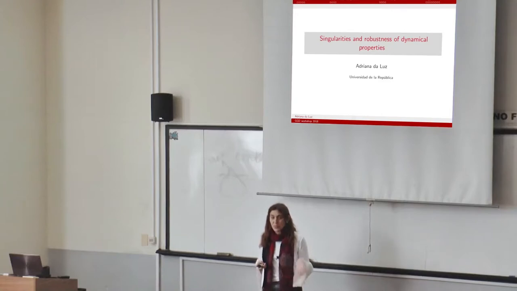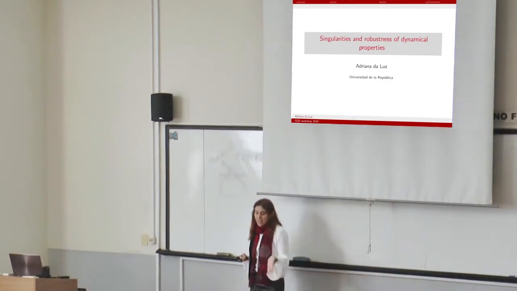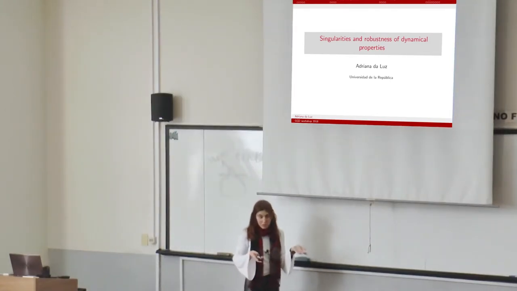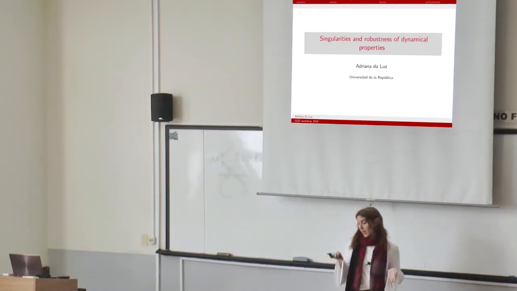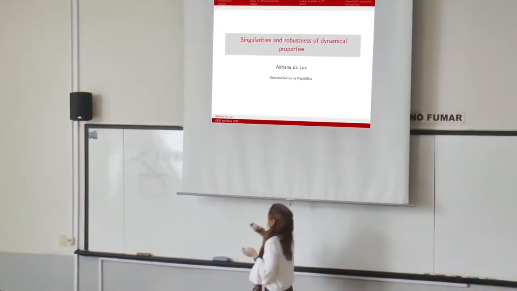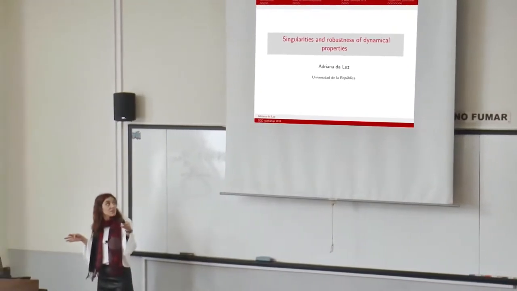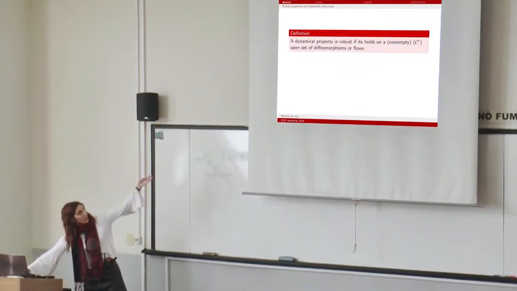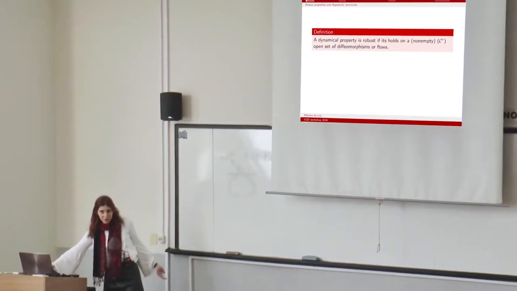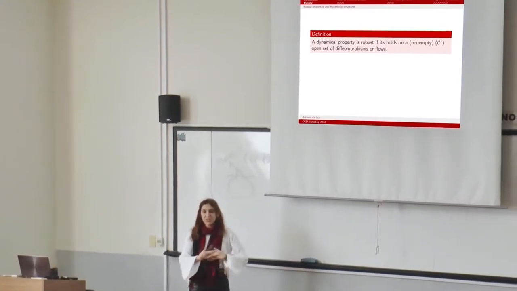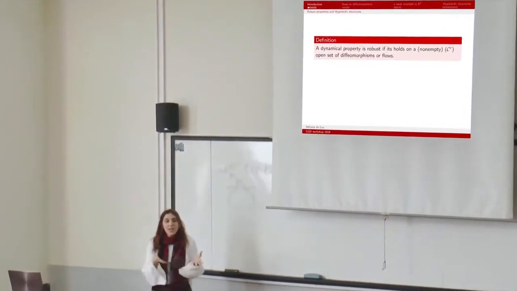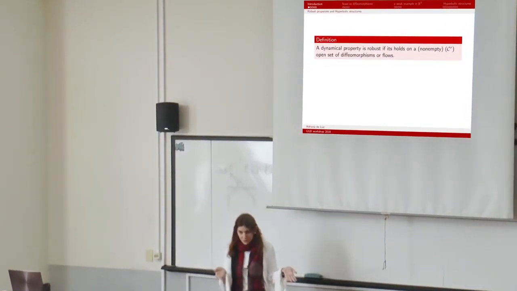Okay, so when I say robust, what I mean is a property that is held by an open set of vector fields or diffeomorphisms. And when I say open set, I mean C1. Of course, you can make the definition for CR, but for this talk, it's going to be C1. Okay? And so the idea is to try to find ways to understand when a property is robust by looking at only one vector field or diffeomorphism. Okay?